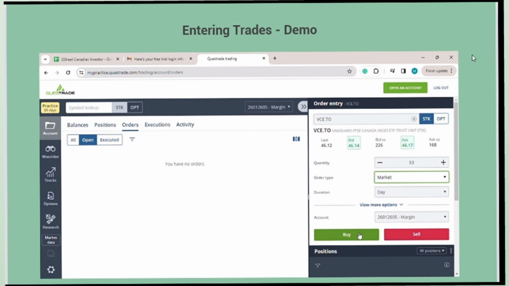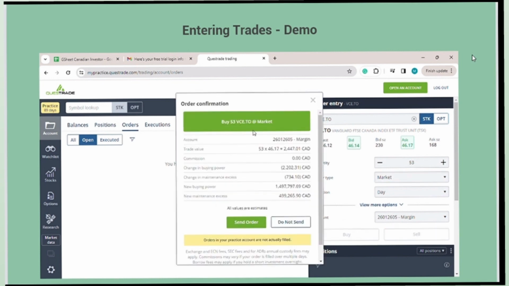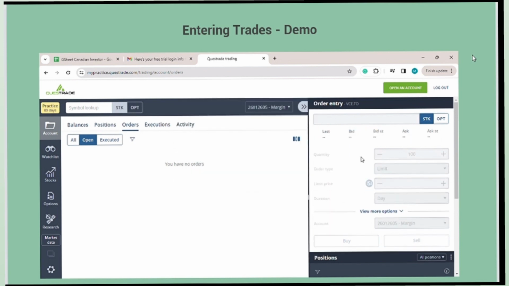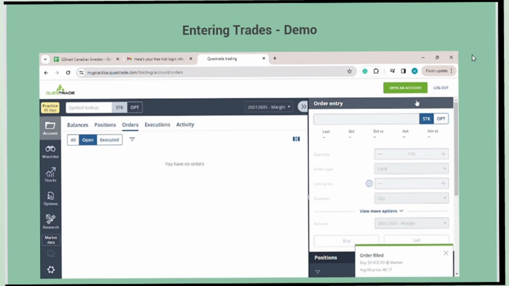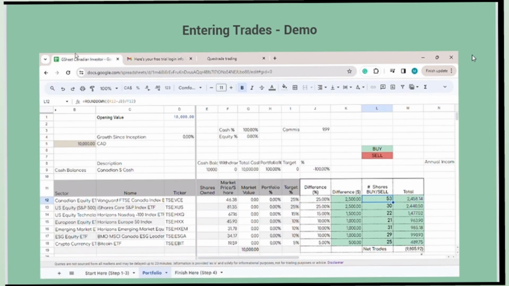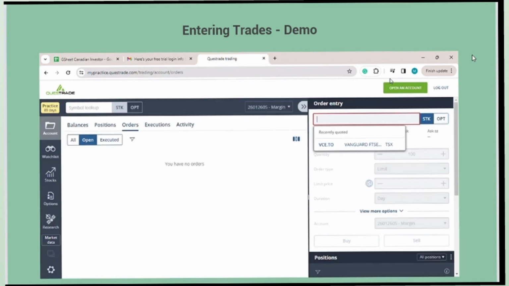Now that I have entered 53 shares of VCE at market, I will hit buy, and you will see a confirmation of the trade I am placing. I am going to repeat this step with each of the ETFs. Search for the symbol, refer to the spreadsheet for the number of shares, and complete the buy order. The symbol is listed as ticker on the GSheet. These words are interchangeable. When searching for the stock, we will disregard the TSE and search for the last part.